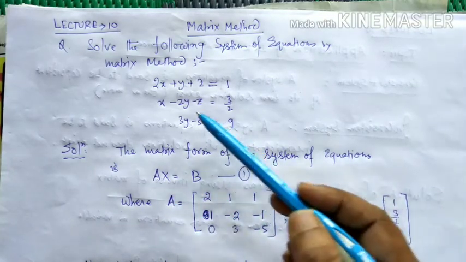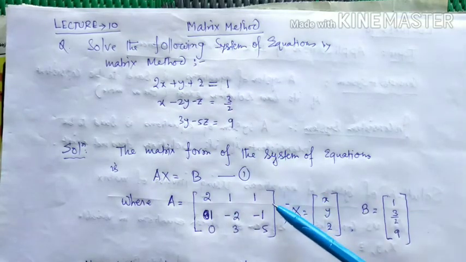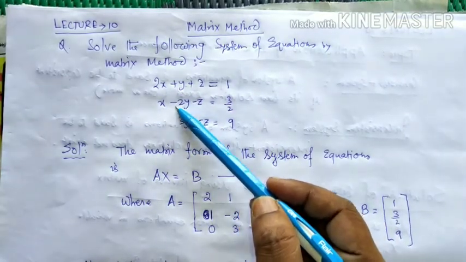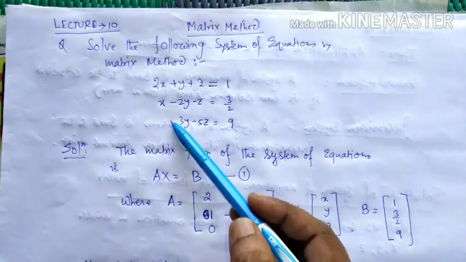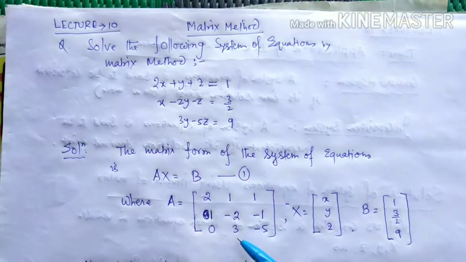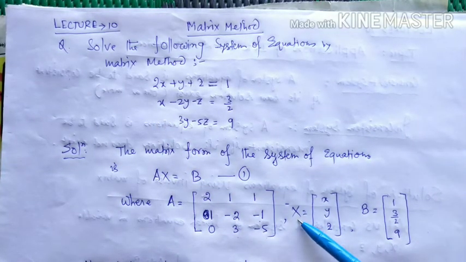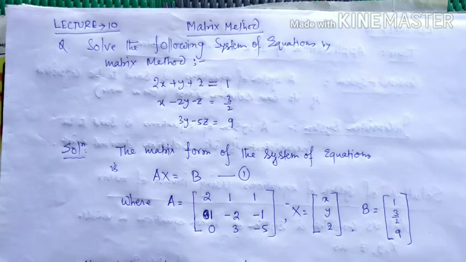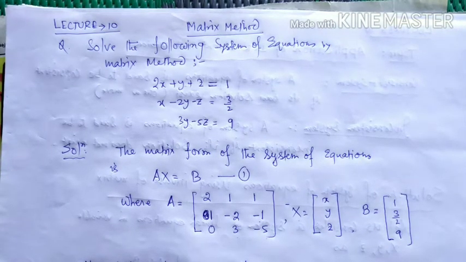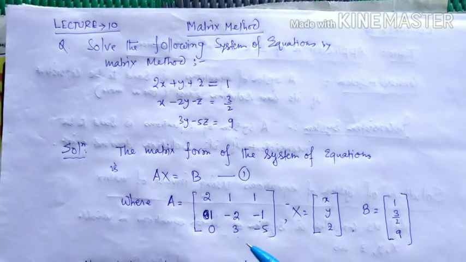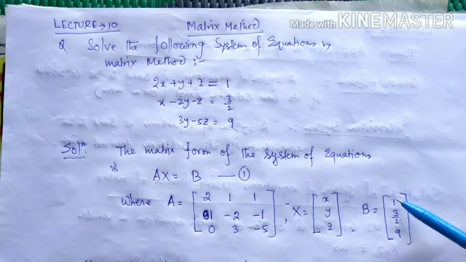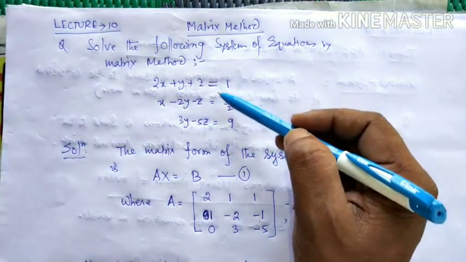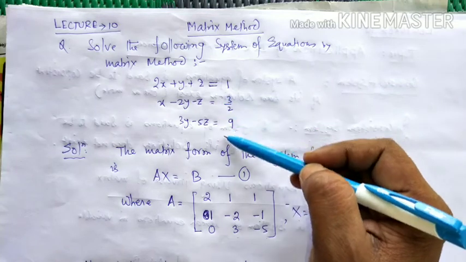Now what is A? You see, in the first equation the coefficients are 2, 1, 1. You get the first row. From the second equation, what do we get? 1, −2, −1. You get the second row. And in the third equation, there is no x, so the coefficient is 0. So 0, 3, −5. And X is always representing your solution matrix, and B is equal to what? The column matrix 1, 3/2, 9, which we get from the constants on the right-hand side of every equation.